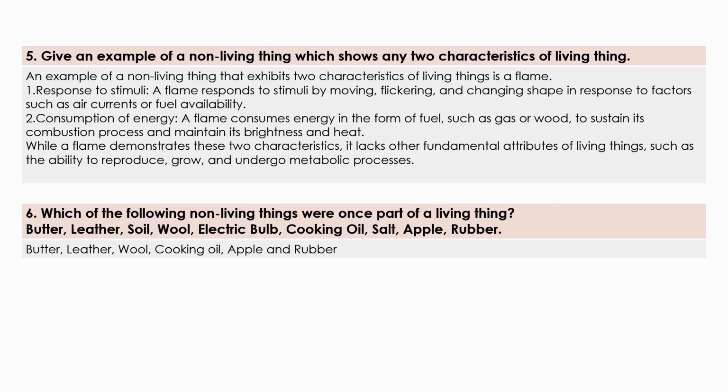Which of the following non-living things were once part of a living thing? Butter, leather, soil, wool, electric bulb, cooking oil, salt, apple and rubber. The answer is butter, leather, wool, cooking oil, apple and rubber.